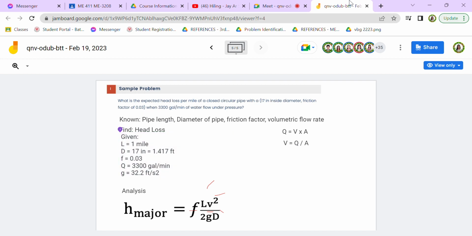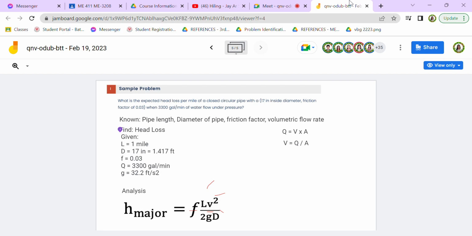Our volume flow rate is 3,300 gallons per minute. Like I said earlier, we need to convert it into cubic feet, because gallon is a form of volume and its equivalent will be in feet. For every 1 cubic foot there are 7.482 gallons, so we divide 3,300 gallons per minute by 7.482. So we'll have 441 cubic feet per minute.